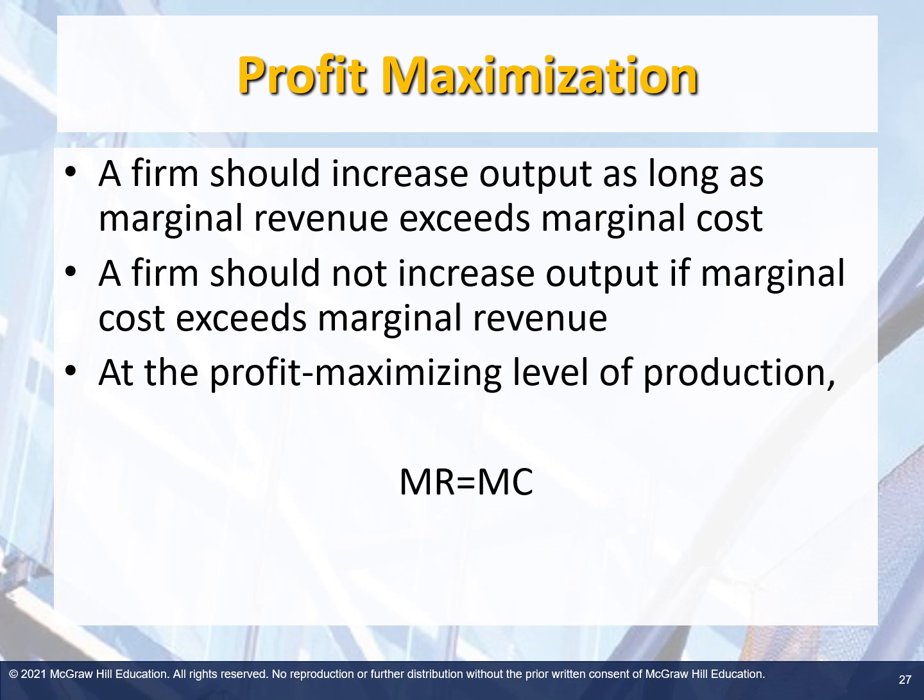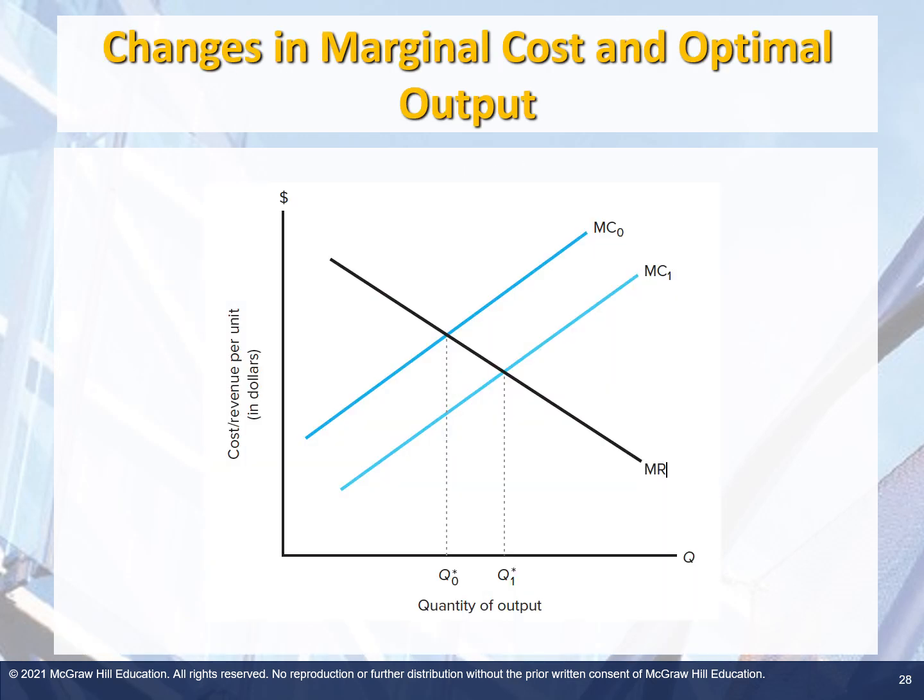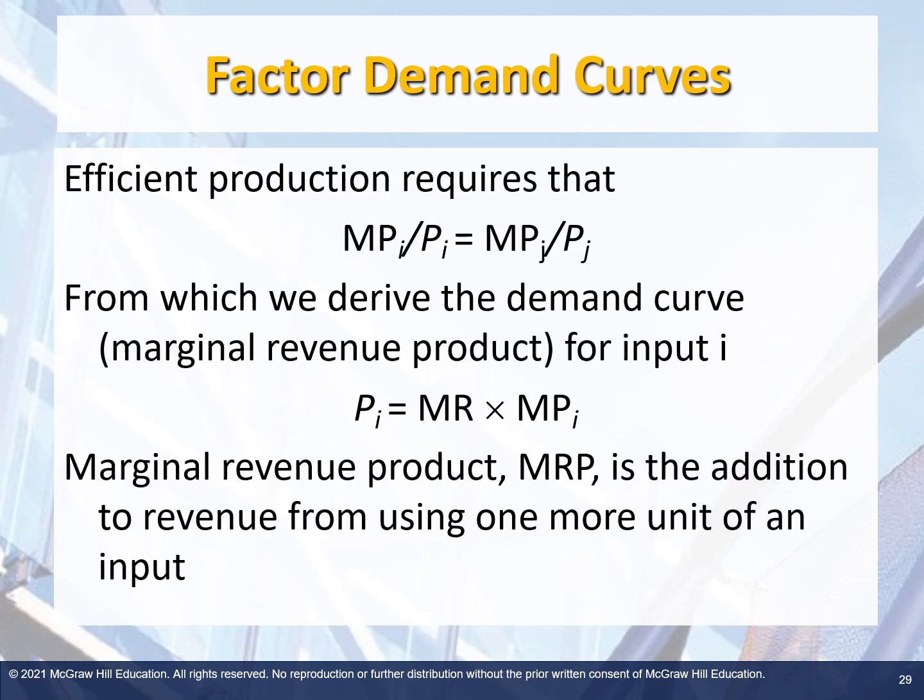The profit maximization rule is MR equals MC. As long as revenue from one more unit exceeds the cost of making it, you should keep producing. Pretty simple, right? If marginal cost changes, maybe due to a supplier hike, then optimal output changes too. And managers have to monitor cost shifts constantly.